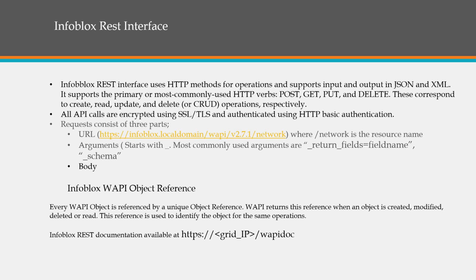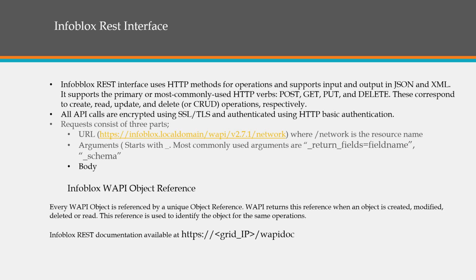Next is the arguments. Arguments is something we append at the end of the URL, and it starts with an underscore. I've also provided examples of the most common arguments that we use here, and that is the return fields and the schema. And then we have the body. We have explained it before: if you want the client to send some information to the server, then that information is contained in the body in either XML or JSON format.